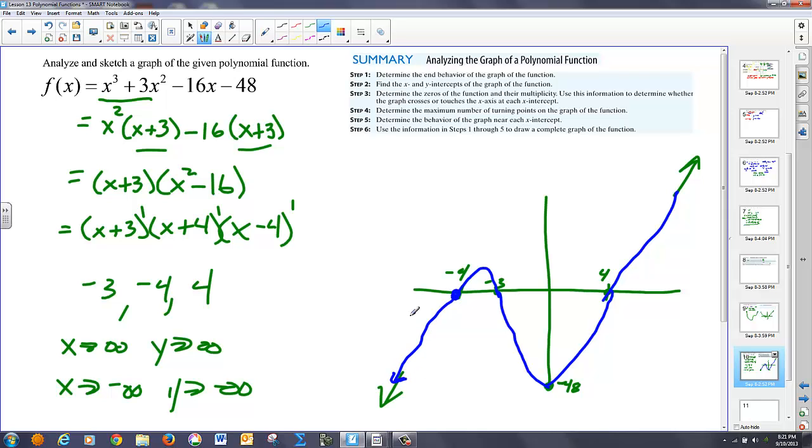Obviously not totally accurate, but if this is a cubic, I have no more than 2 turning points. Turning point here, turning point here. And I've drawn a representation of what this could look like. Not, again, totally accurate, but it's a representation, and we've basically broken down the polynomial from the given function and gotten a graph from it.